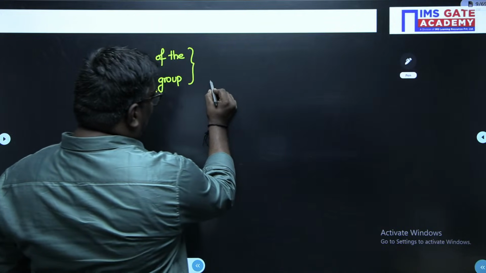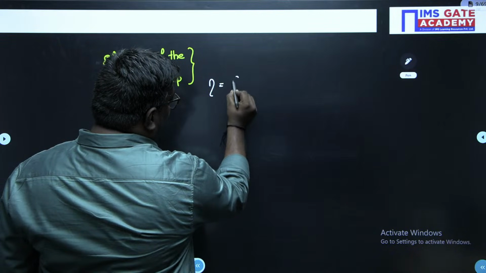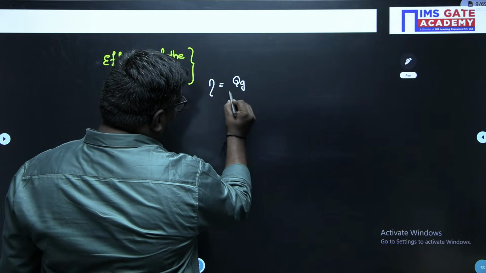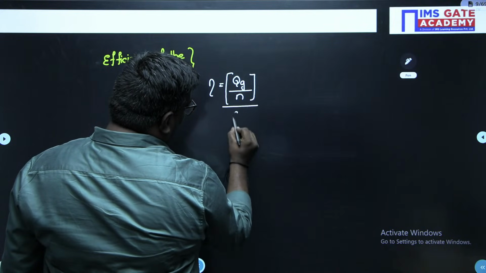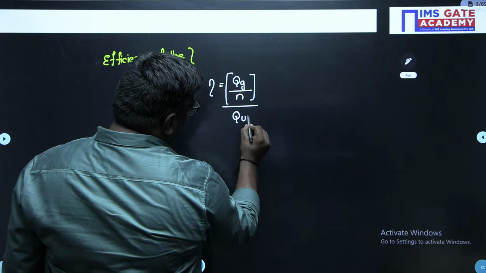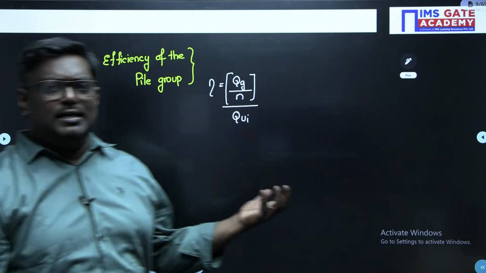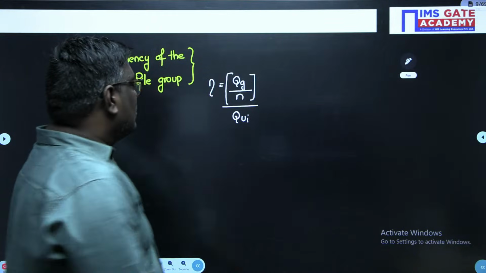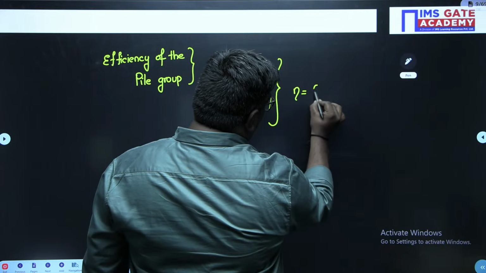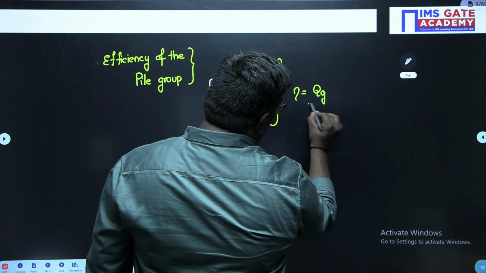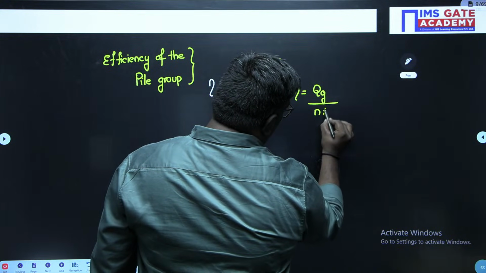So here, when I talk about efficiency, the average load on the pile group can be written as Qg by N, upon the ultimate load of a single individual pile. If it is in percentage, you just multiply with 100. So efficiency can be written as Qg upon N into Qui.